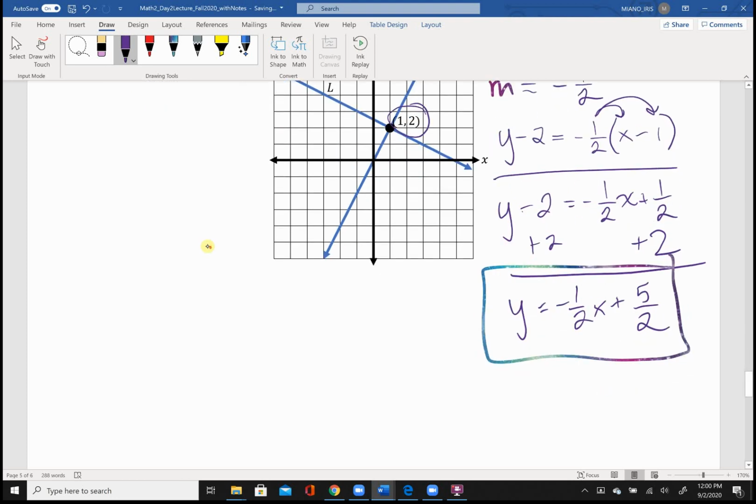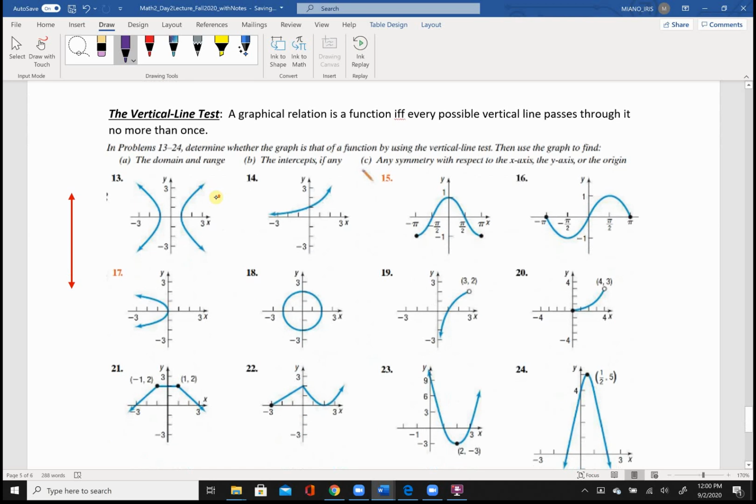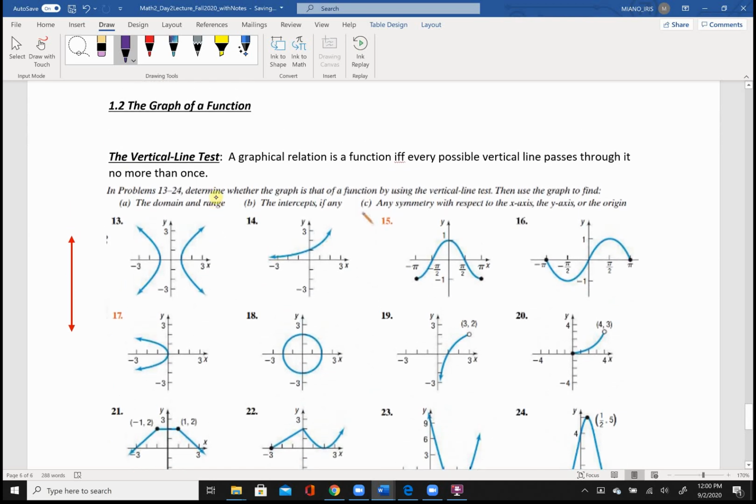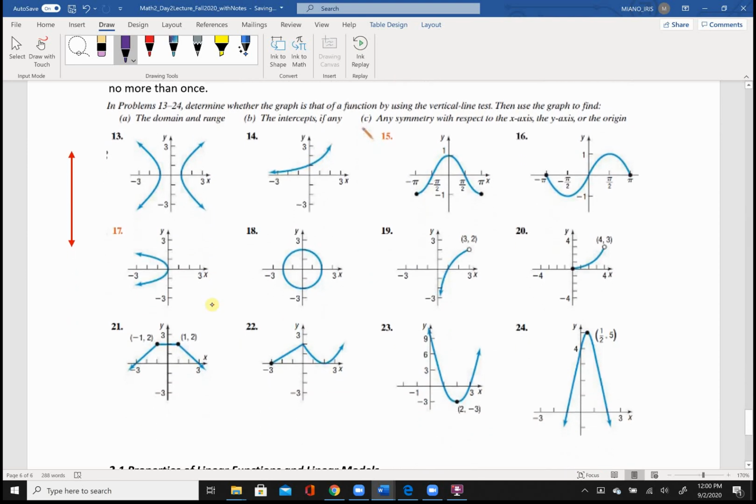Okay, cool. All right, we have just 2 more sections to cover. This next one, 1.2, the main thing we want to glean from this is how to use the vertical line test to determine if the graph of a relation is indeed a function. So notice for problems 13 through 24, and I just took this straight out of your textbook, I have several different graphs, and they're all relations.